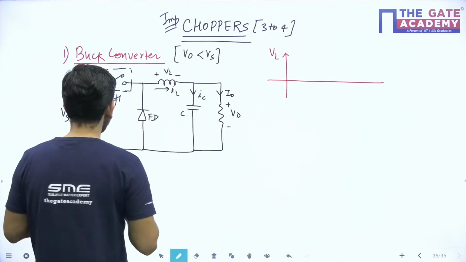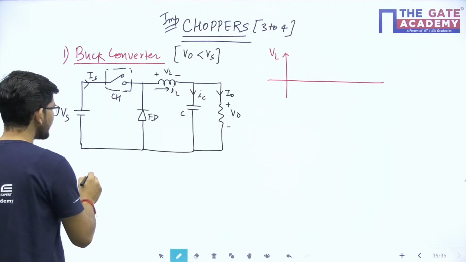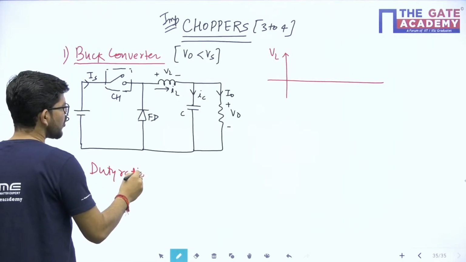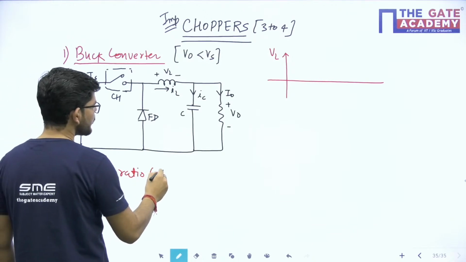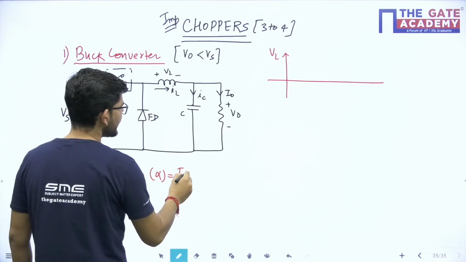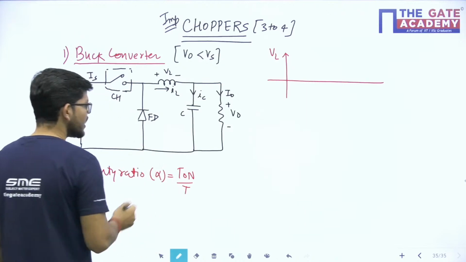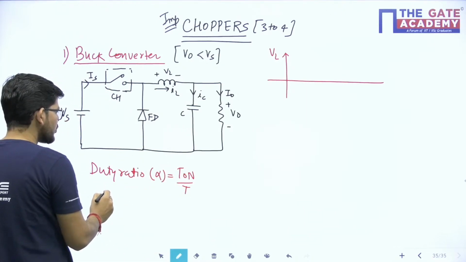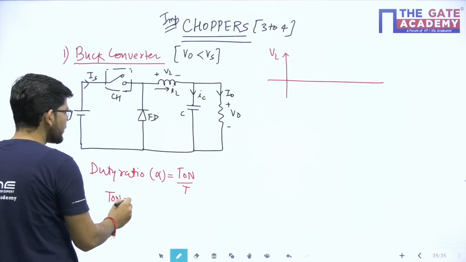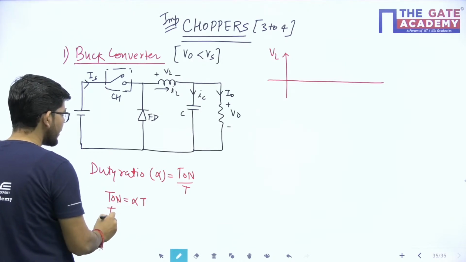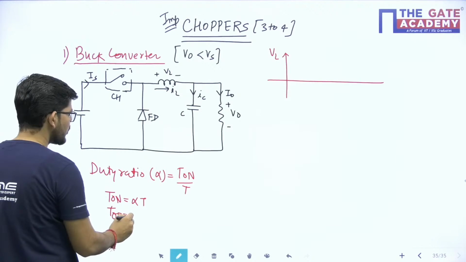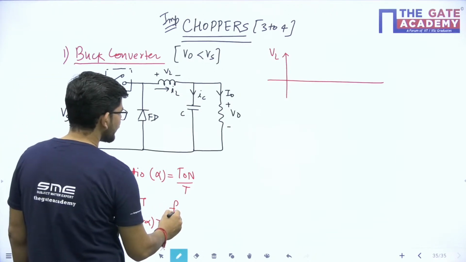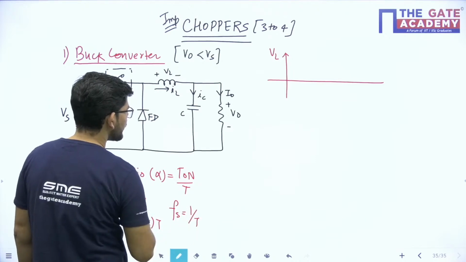Before actually getting into the buck boost converter, let me define the duty ratio first. So I hope you all know about duty ratio. If I denote it by alpha, this is equal to T on upon T, where T on is the on time and T is the total time. So basically T on must be written as alpha T, and we have T off time which is equal to 1 minus alpha T. After that we have switching frequency which is equal to 1 upon T.